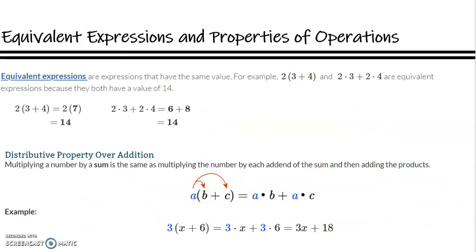So let's talk about equivalent expressions. They are expressions that have the same value when you simplify. Okay, so for example, you see two different expressions on the screen up here at the top. You solve both of them and you get 14.